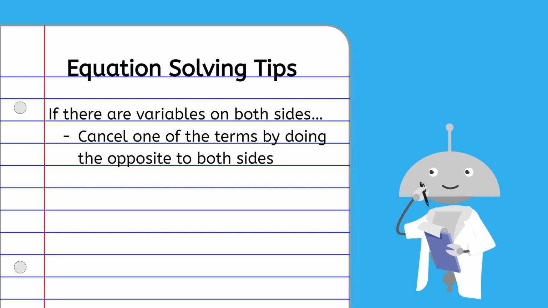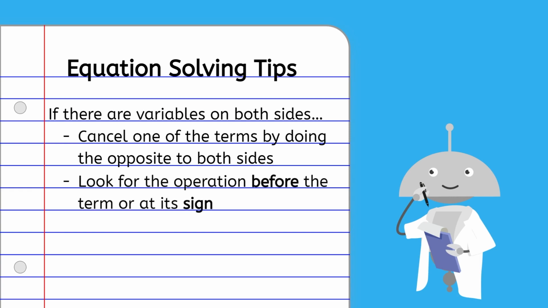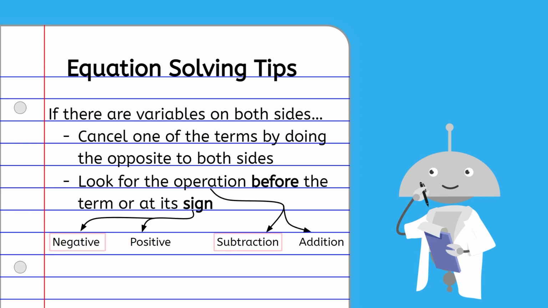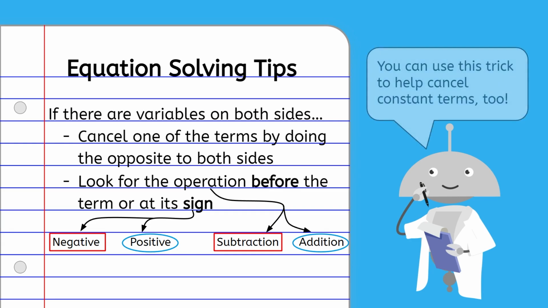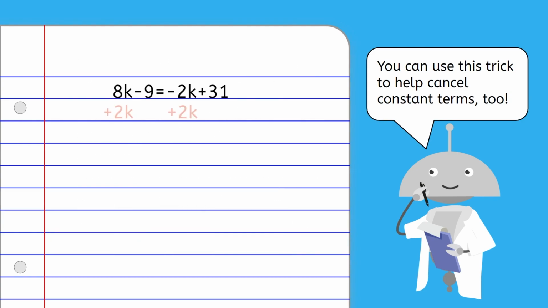To determine what the opposite is, you want to look for either what operation comes directly before the term, or if there is none, look at what sign the term has. Keep in mind that a negative and a subtraction function the same way, and so do a positive and addition. You can use this handy trick to help cancel constant terms too. When you use these strategies to help you solve equations, you'll get to the solution in no time.